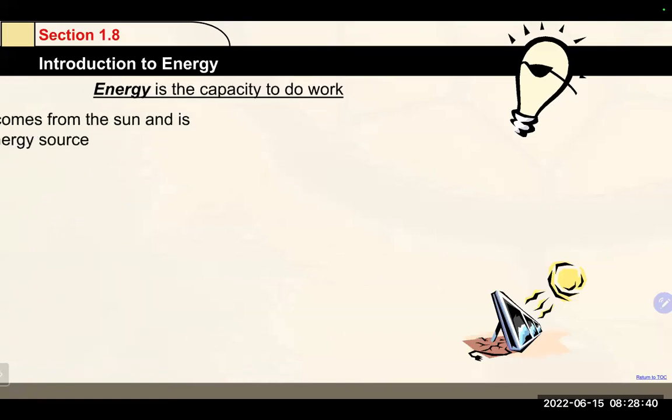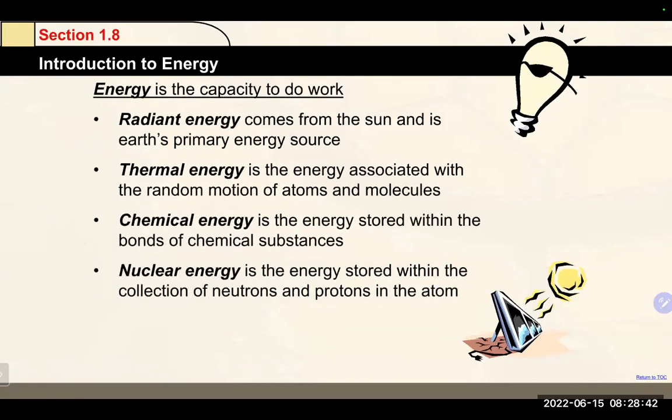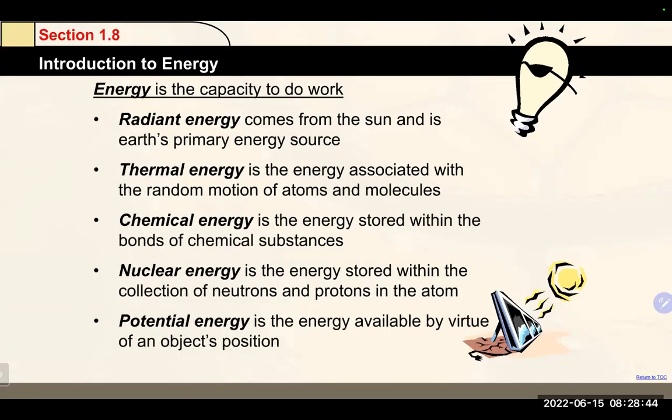There are different types of energy. There's radiant energy. There's thermal energy. Thermal energy is associated with the amount of atoms or molecules that you have. The more atoms and molecules that you have in a substance, the greater the amount of thermal energy you have, the more motion that you have happening with it.